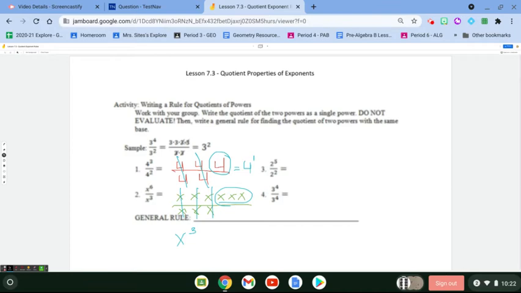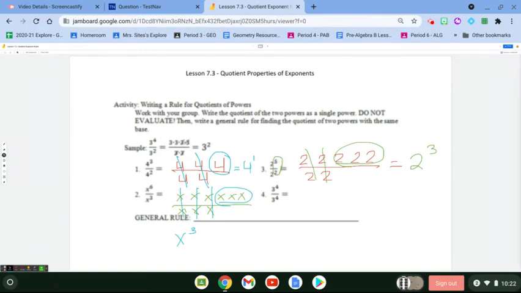Let's see if you can start making a prediction. If I had 2 to the 5th power, or 5 copies of 2, divided by 2 copies of 2, could you start to even make a prediction of what our answer would be? If you were guessing 3 copies of 2, you were correct. Because look what's happening. If I cross these out, how many are left over? There's 3 copies.